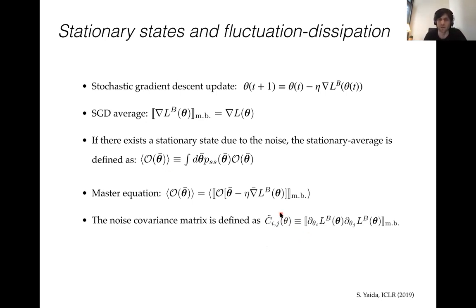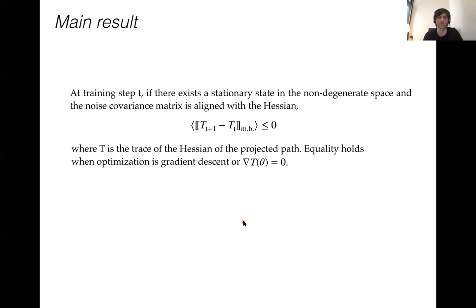One other quantity that's important is the covariance matrix of the noise. And that's, you take the derivative with respect to some parameter I times the derivative with respect to some parameter J on a mini batch, and you average that with respect to mini batches. So if those are correlated, that will be a positive component in this matrix. And in physics, you would often make this a connected correlation. You would subtract the mean, but it turns out that this is the more natural quantity to have here. So let me quickly tell you what we can say.